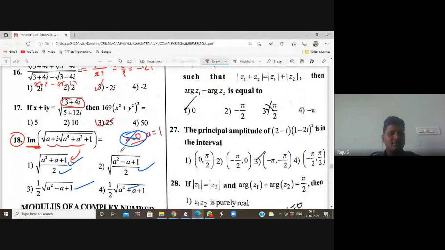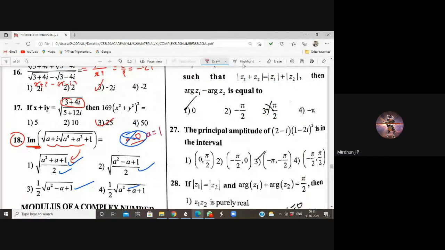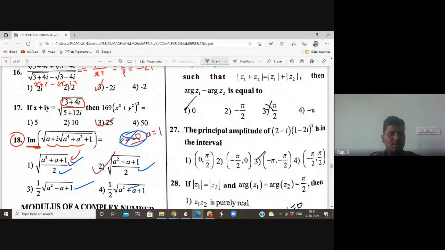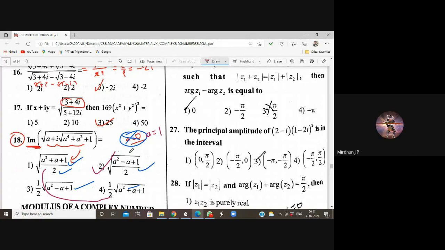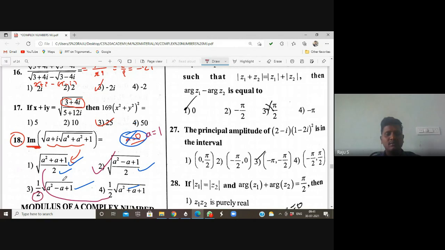When you substitute A equal to 1, which of the following options is 1 by root 2? Second option we are getting. That's all. Second option is correct. In the remaining three options, we don't get 1 by root 2. The third and fourth options will not come because they have given 1 by 2. Clear, students? Second option is correct.